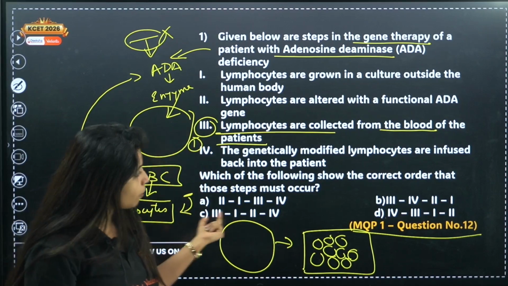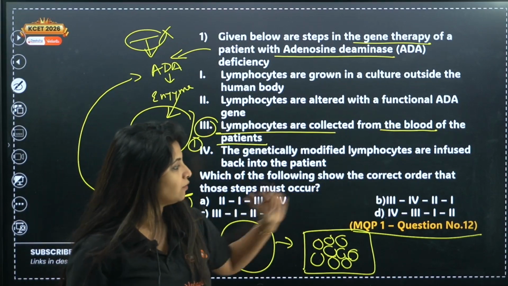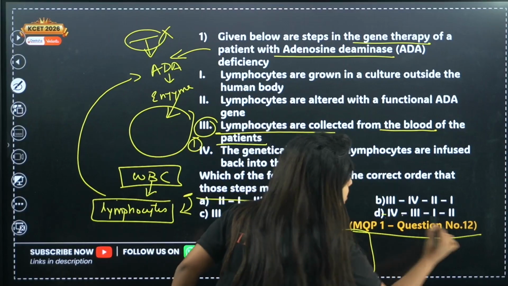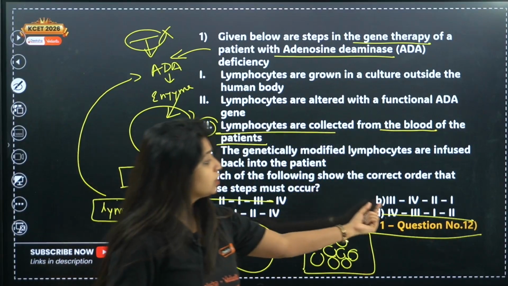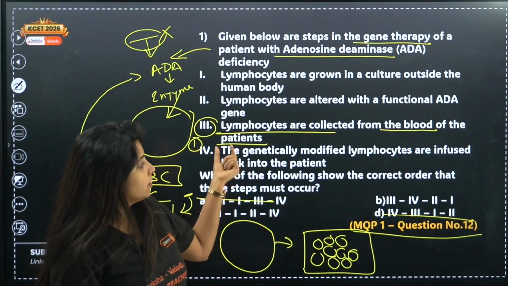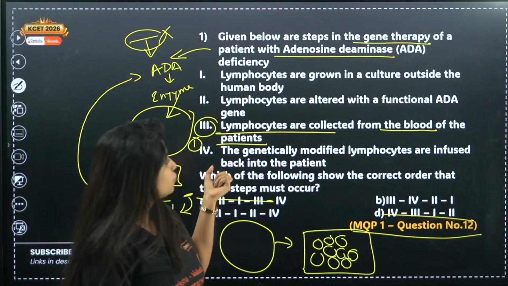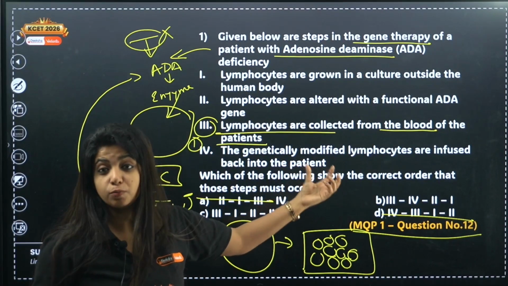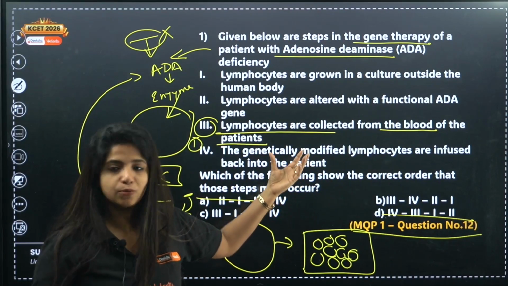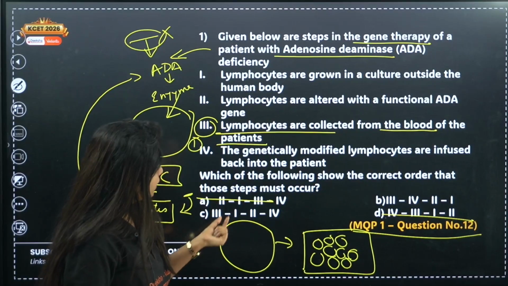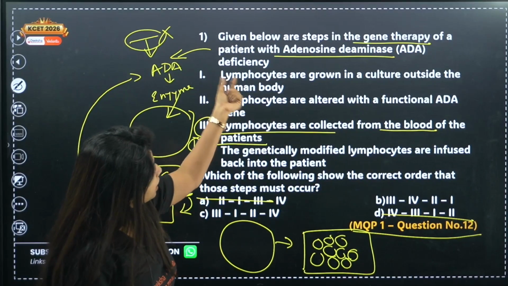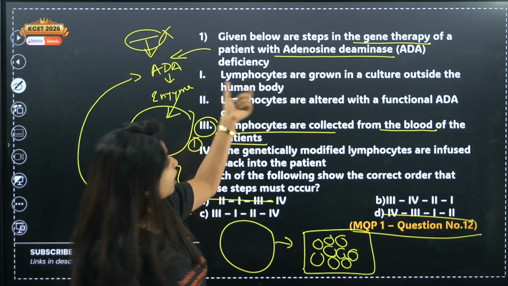So after the third option, if at all you see only 2 options have third. Rest all of them I can cancel it out. Okay, now third is being followed by fourth over here. The genetically modified lymphocytes are infused back into the patient. No, that is super fast. There are so many steps in between. So let's come back over here. So after third, it is one. What is it? Lymphocytes are grown in a culture outside the human body.